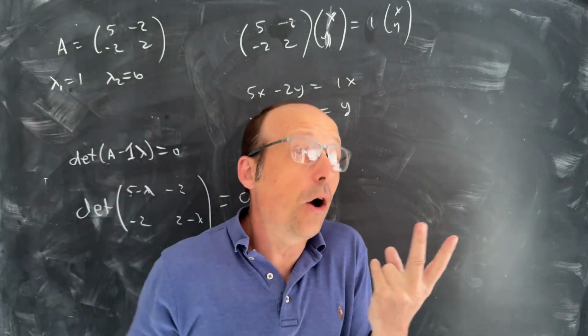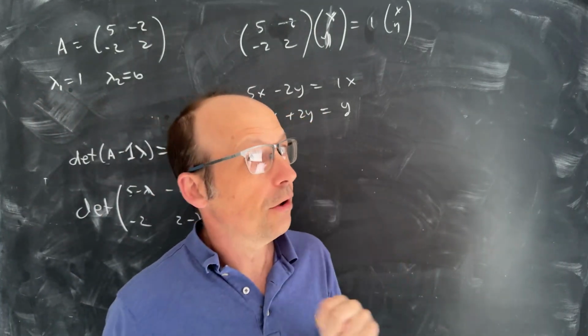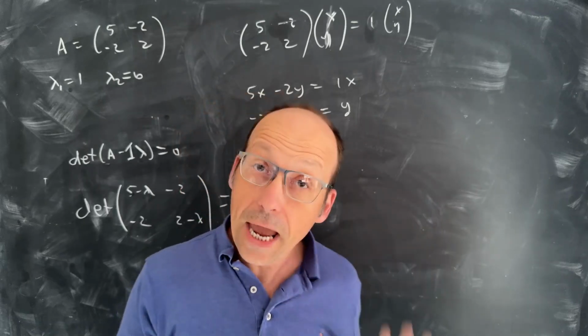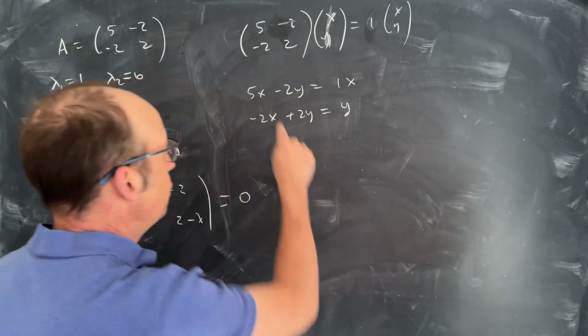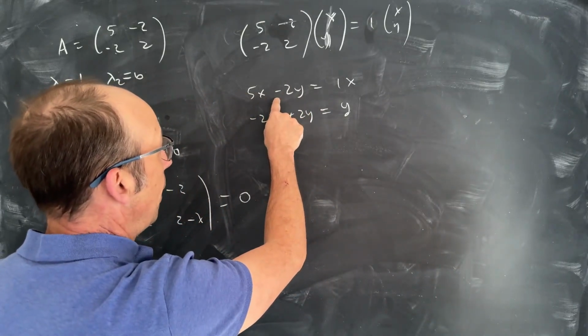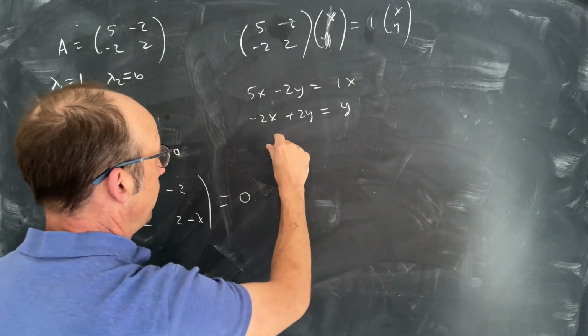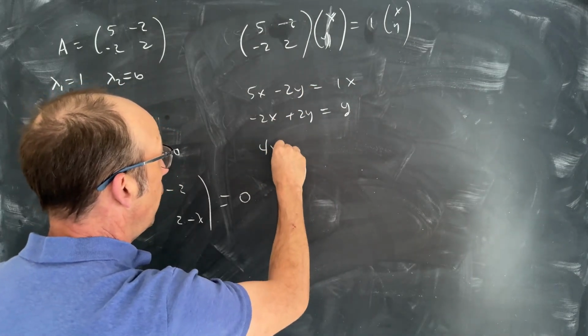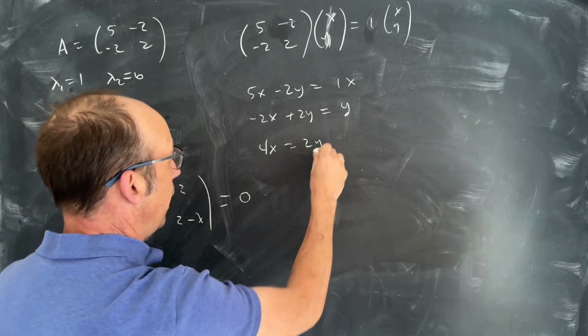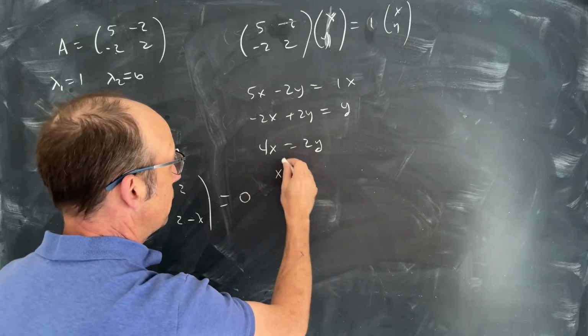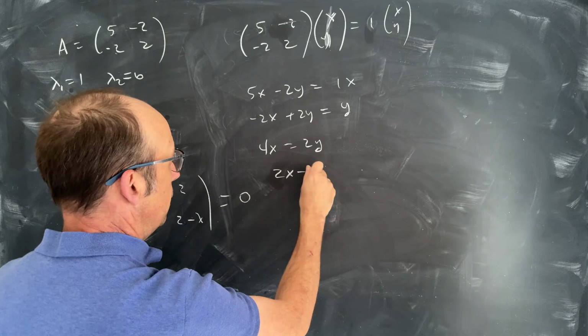So you think, oh, I have two equations and two unknowns, x and y, so I can solve for x and y. You can't, but that's fine. Let's just take this right here. I'm going to add 2y to both sides and subtract that. I get 4x equals 2y, or 2x equals y.